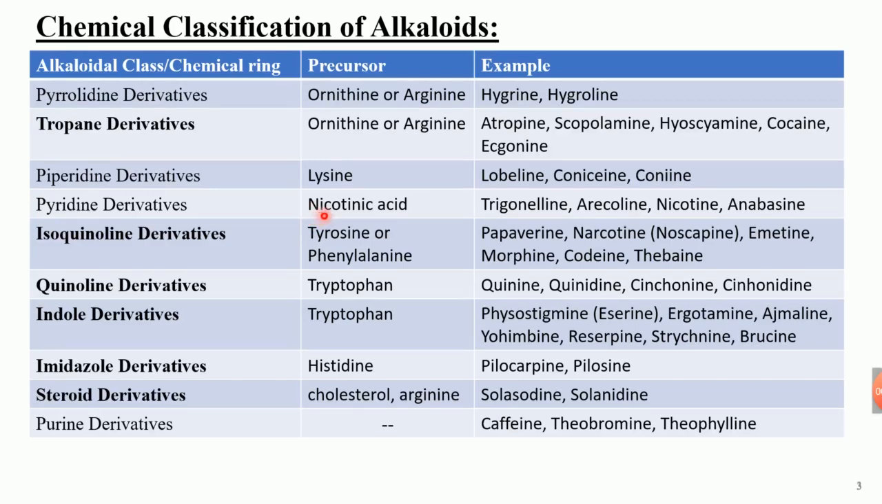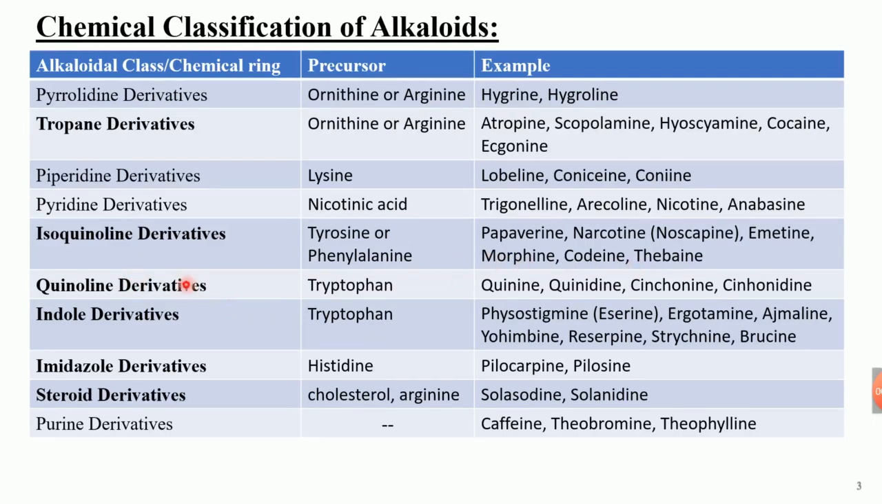Pyridine derivative or pyridine class of alkaloid are synthesized from nicotinic acid, and examples include trigonine, trigonelline, ericolin, nicotine, anabasine. Next is isoquinoline derivative. This type of alkaloid contains an isoquinoline ring in its chemical structure. They are synthesized from tyrosine or phenylalanine amino acid. Examples of isoquinoline alkaloid include papaverine, narcotine or noscapine, emetine, morphine, codeine, and thebaine.